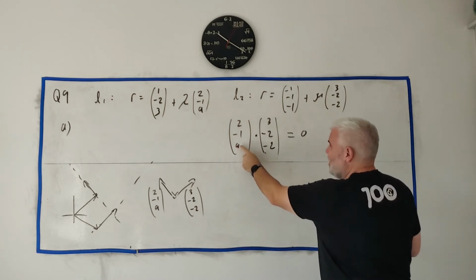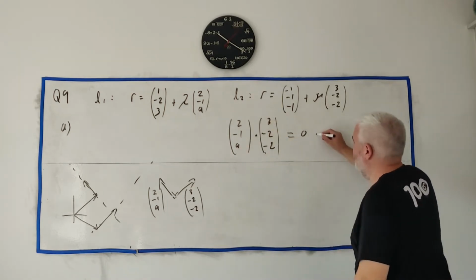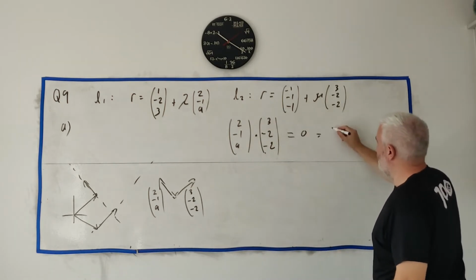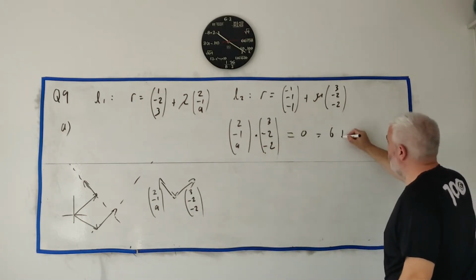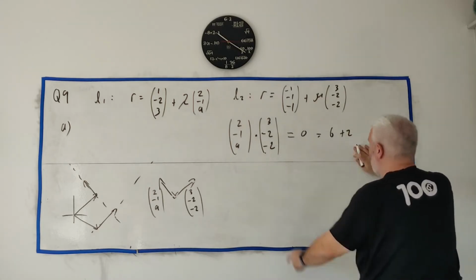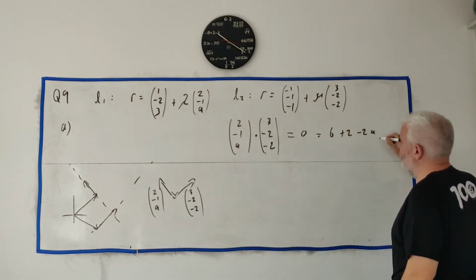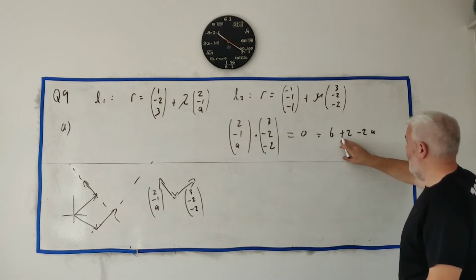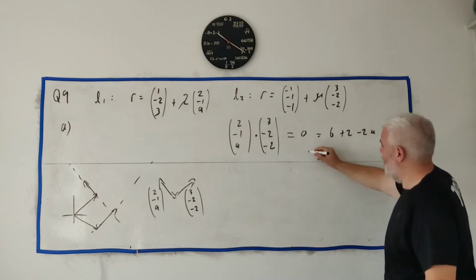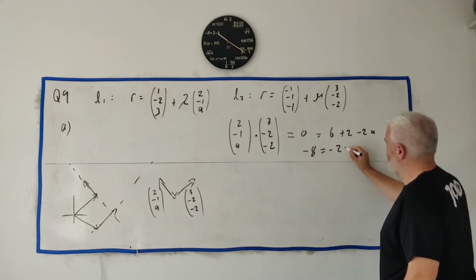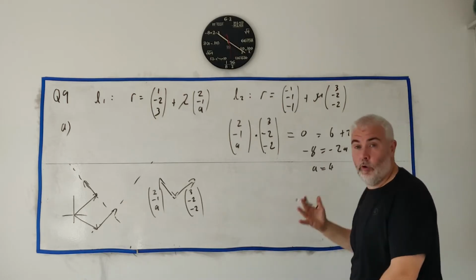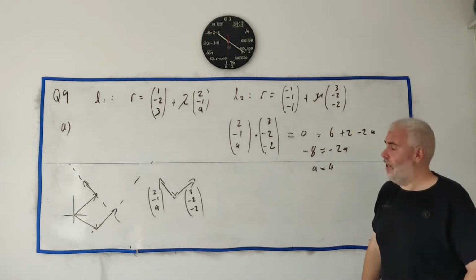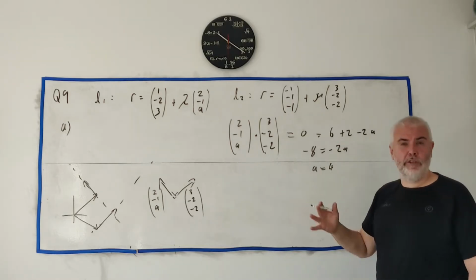So the dot product is easy. It's the i parts multiplied. 2 times 3 is 6. The j parts multiplied, minus 1 by minus 2 is plus 2. And the k parts is minus 2a. And just solve for this. 6 plus 2 is 8, move that over. Minus 8 equals minus 2a. Divide both by minus 2, we get a is equal to 4. That's the answer to part A. Right, let me clear off the board and we'll do part B.